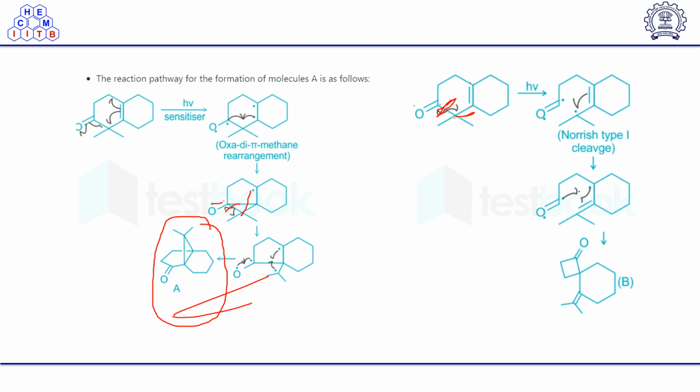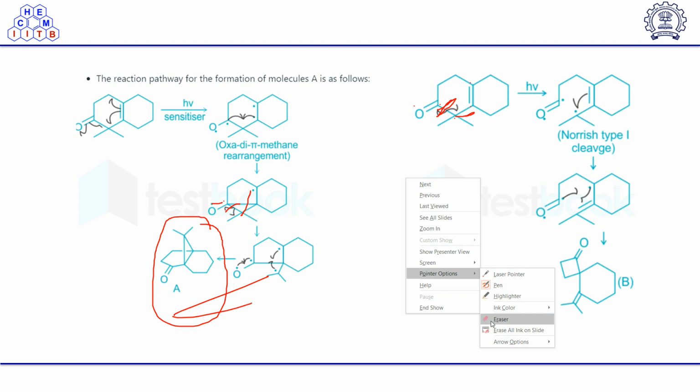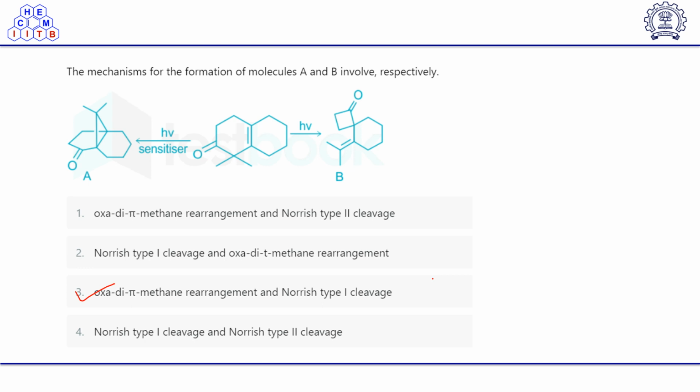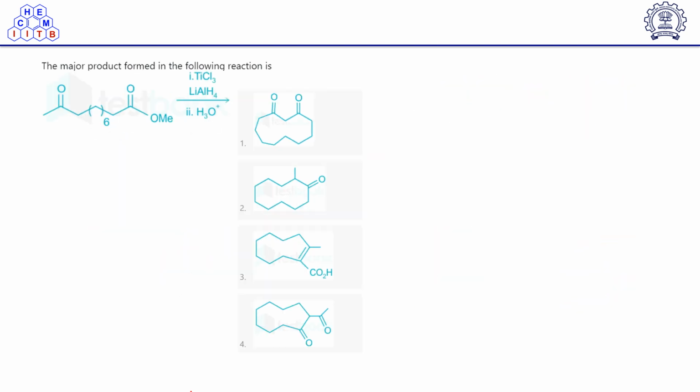This will combine to give a four-membered ring with this ketone here. So that is a Norrish type 1 reaction. So the first step is an oxa-di-pi-methane rearrangement, and then for this B, the step is Norrish type 1 cleavage. Next question: the major product formed in the following reaction.